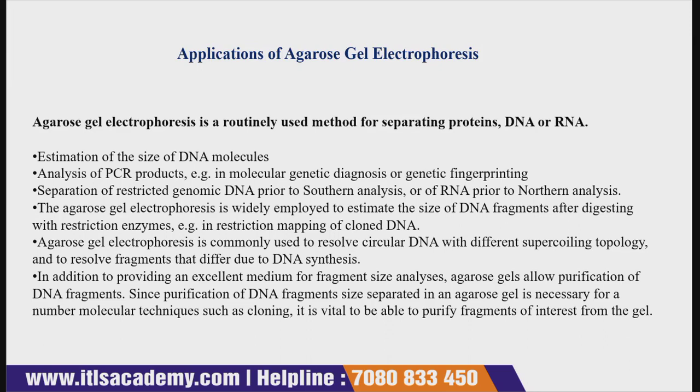Agarose gel electrophoresis is routinely used for the separation of proteins, RNA and DNA. It is used for estimation of the size of DNA molecules, and in the analysis of PCR products, for example, molecular genetics diagnosis or genetic fingerprinting. It is also used for the separation of restricted genomic DNA prior to Southern analysis, or RNA prior to Northern analysis, meaning Southern blotting and Northern blotting.